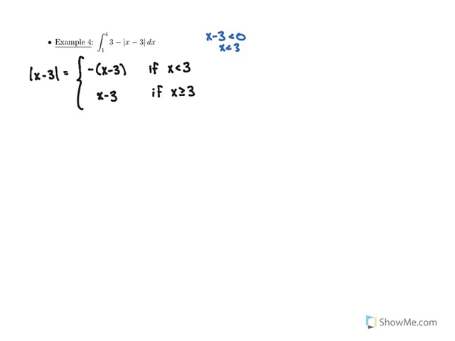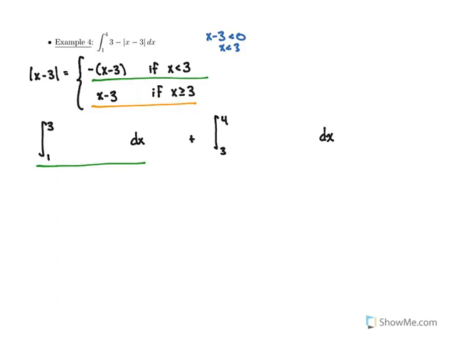So what we're going to do is, this big integral we're going to rewrite as the integral from 1 to 3 of a function dx plus the integral from 3 to 4 of some function dx. We need to break it up into these two different intervals, because when x is less than 3, I have one function that I'm going to deal with, and when x is greater than or equal to 3, I have another function that I'm going to deal with.